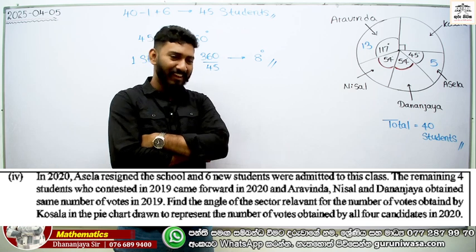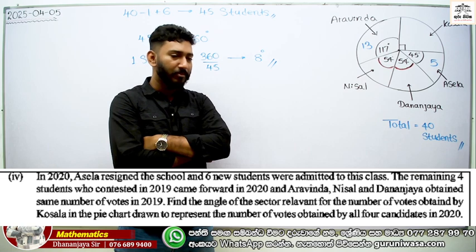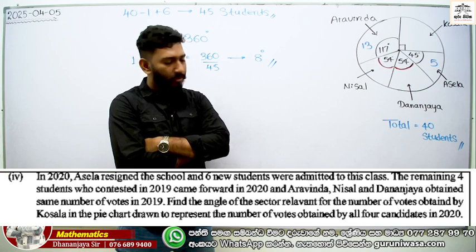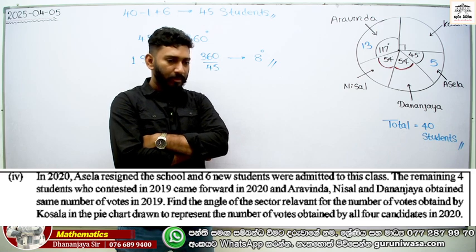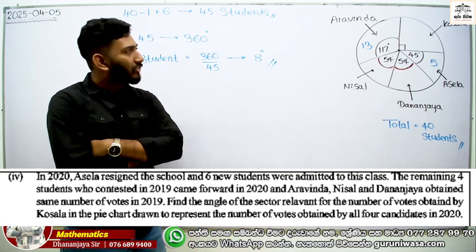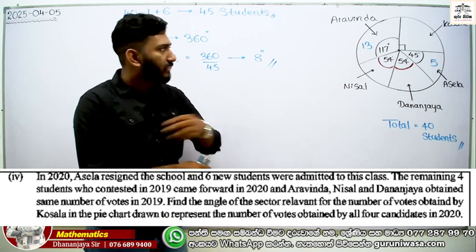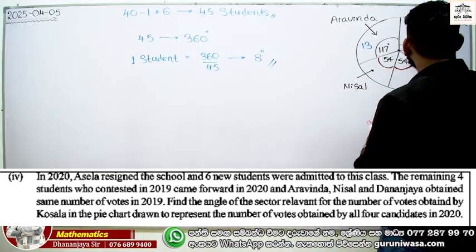2019 right. Came forward in 2020 and Aravinda, Nisal, Dhananjaya obtained the same number of votes. ඒගොල්ලෝ හැමෝම සමානව තමයි අරගත්තේ. හරි. ඊට පස්සේ අපිට කියනවා find the angle of the sector relevant to the number of votes obtained by කෝසල. කෝසලයා ගත්තු දැන් angle එක වෙනස් වෙනවානේ. කලින් ගත්තේ කී දෙනයිද එයා? 40 students, therefore කලින් ගත්තේ 10 students.